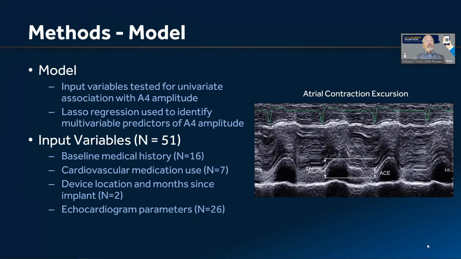We had all these echo and implant parameters from the different patients, and we wanted to see, on both a univariate and multivariate basis, what predicted who would have the best accelerometer signals, or A4 signals. There were a number of different variables. We had 51 total variables: baseline history, what medications are used, where the device was located, and how long the device had been implanted.